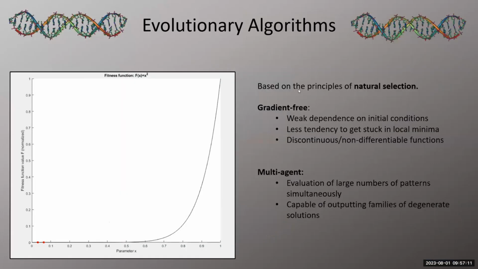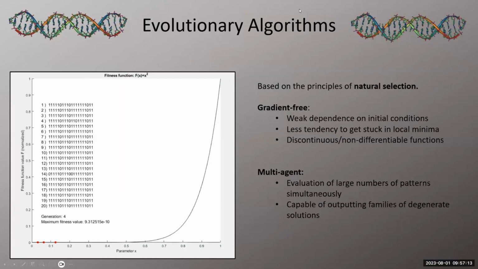Evolutionary algorithms, on the other hand, are based on the principles of natural selection. Their gradient-free multi-agent approach seeks to find satisfactory results as opposed to a purely optimal solution, meaning that they have less dependency on the initial values of the search and are capable of outputting families of degenerate solutions.